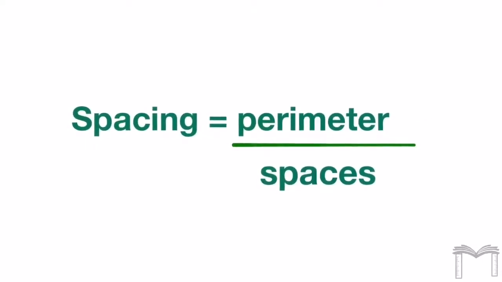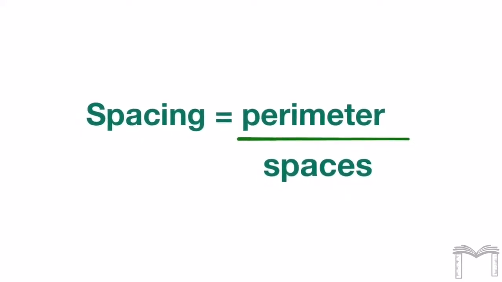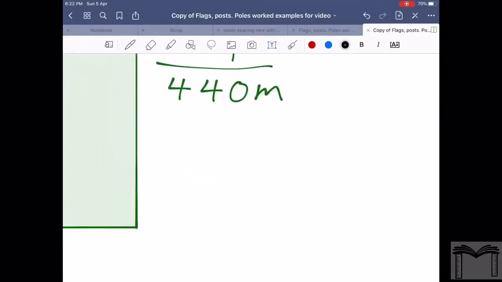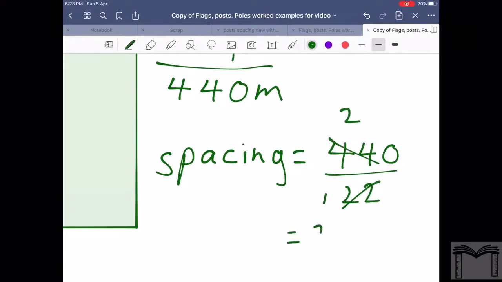So the spacing is equal to the perimeter divided by the amount of spaces or the amount of objects. So that's 440 meters, which we solved, divided by the amount of flags, which is equal to the amount of spaces. So that's 440 divided by 22. 22 into 22 is 1, and 22 into 44 is 2. So the spacing is 20 meters.